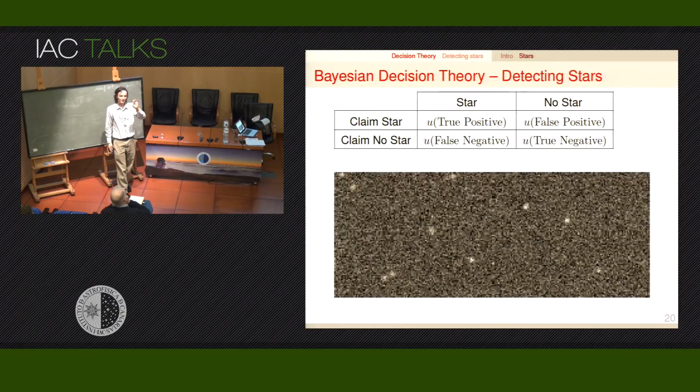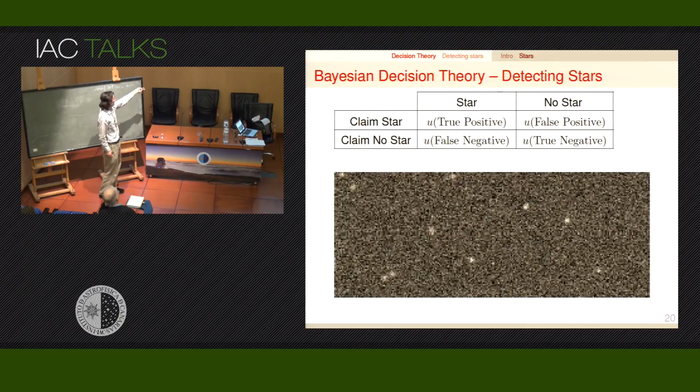So I'm going to say, is there a star centered at or near this pixel? We're going to run that test for every single pixel in the image and say, is there a star here or is there not a star here? So we're going to run this whole decision process like 1,000,000 times for each image. The two things you can do are claim that there's a star there or claim that there's no star there. And the truth of the matter can be that there is a star or there isn't.